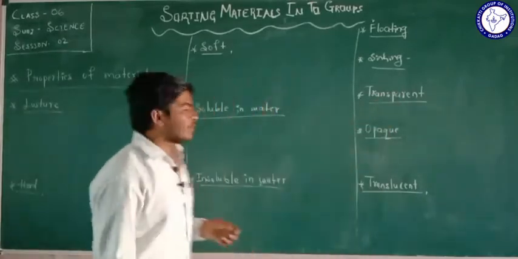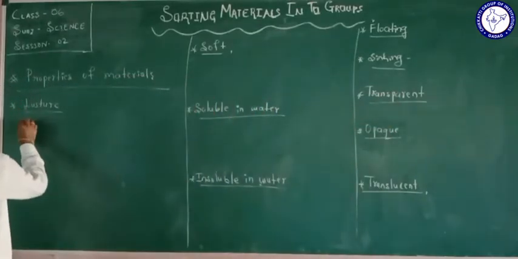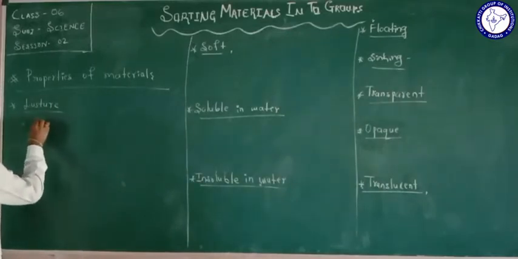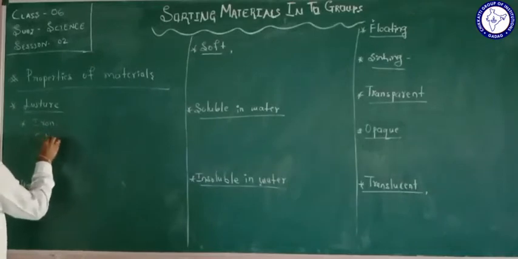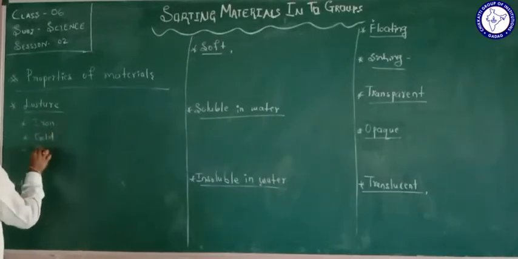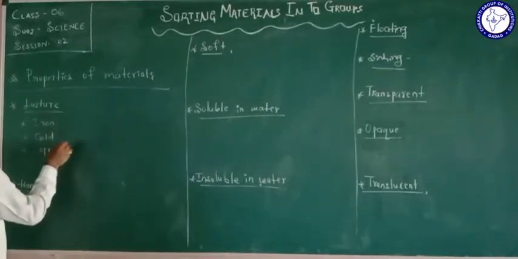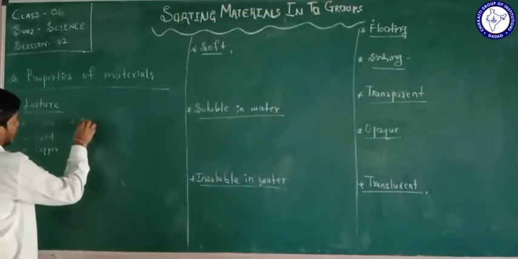Write down here the materials which have the lustrous property: iron, gold, copper, isn't it? Silver.